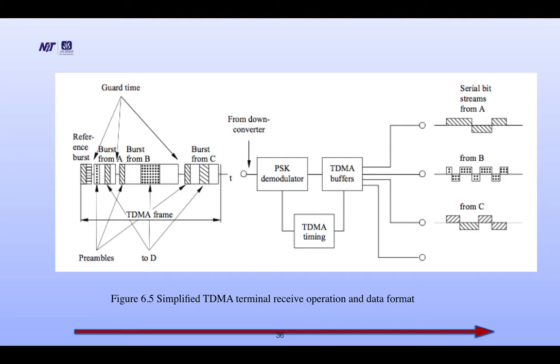The format is showing the reference burst, guard time, then the burst from node A, burst from node B and burst from node C, that is the preamble. It is going to the PSK modulator, then TDMA buffers, TDMA timing, and going through different bit streams.